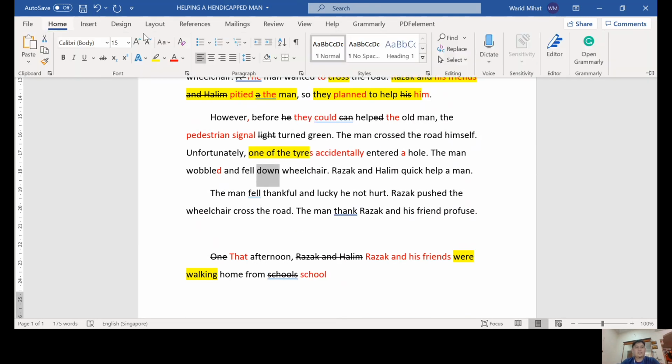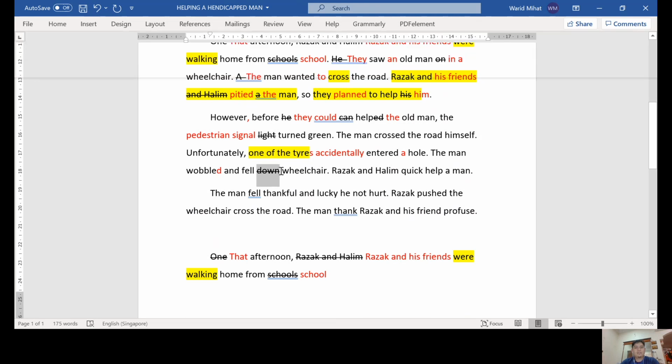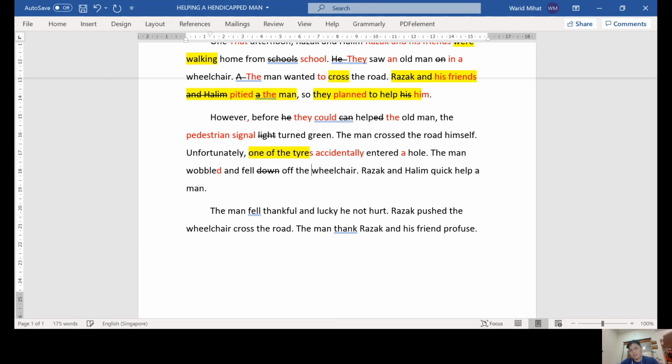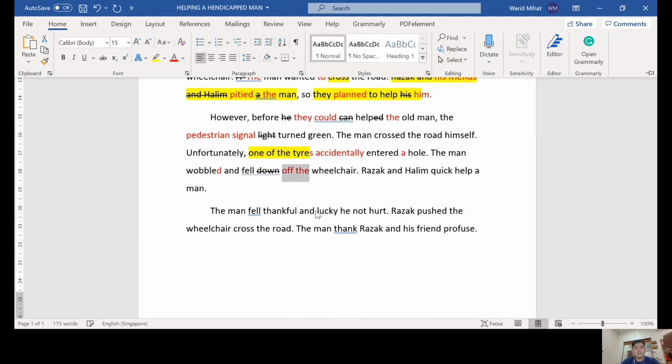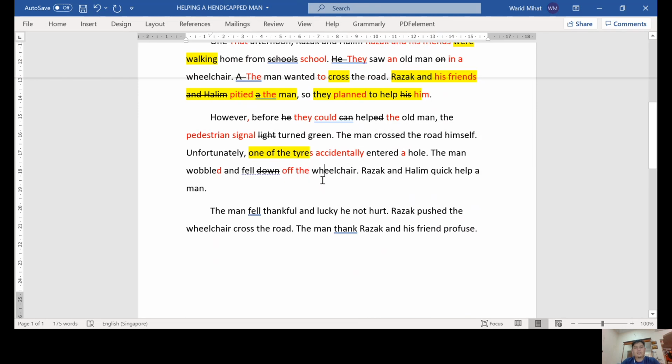Kenapa kita tak guna fell down? Sebab fell down ni daripada atas ke bawah. Contohnya, fell down the tree. Okay. Now, fell off the wheelchair. Kenapa kita guna the, Mr. Warwick? Because wheelchair ni kali keberapa dah exist in this story. This is the second time dah wheelchair to exist. Okay. So, and fell off the wheelchair. The man wobbled and fell off the wheelchair.